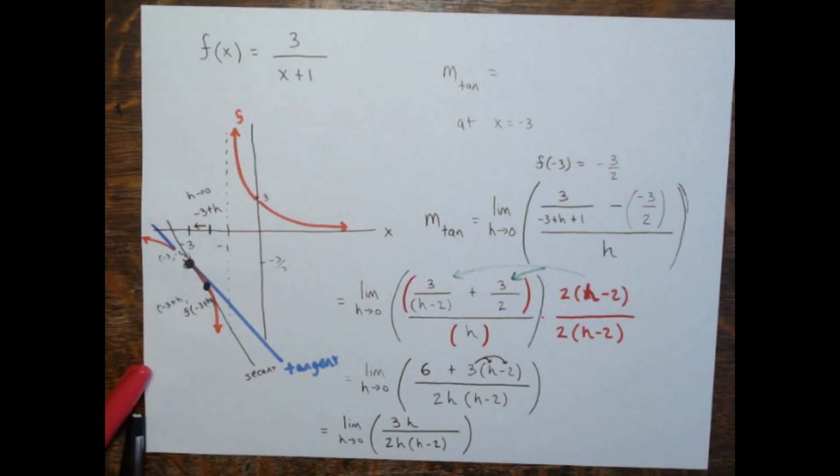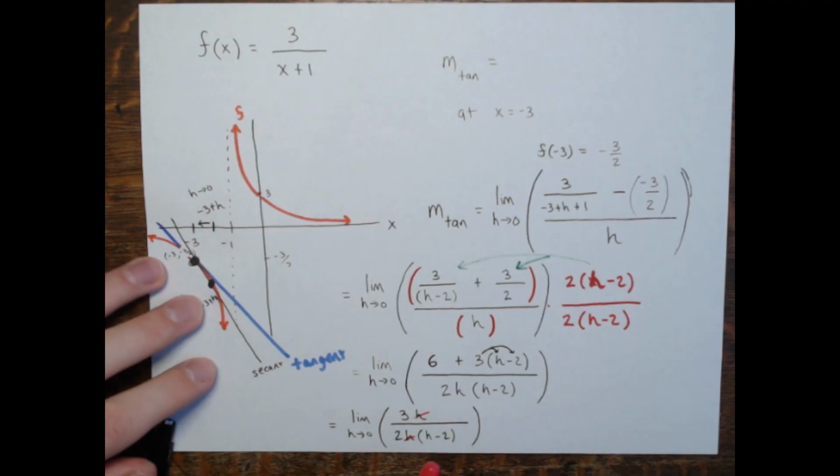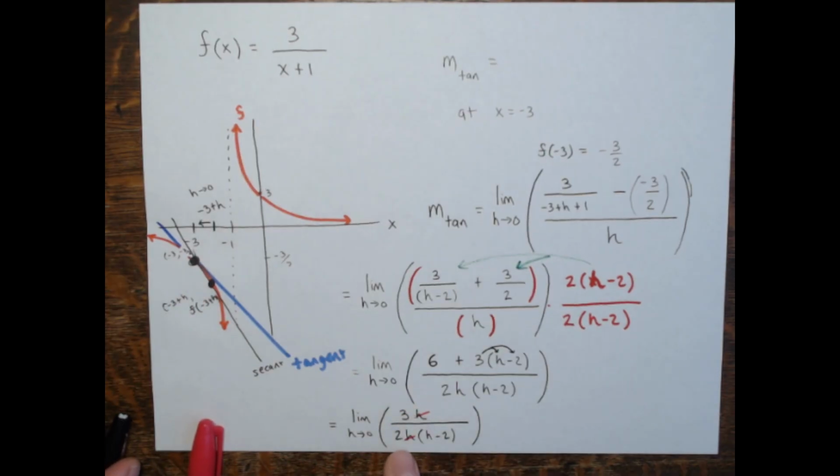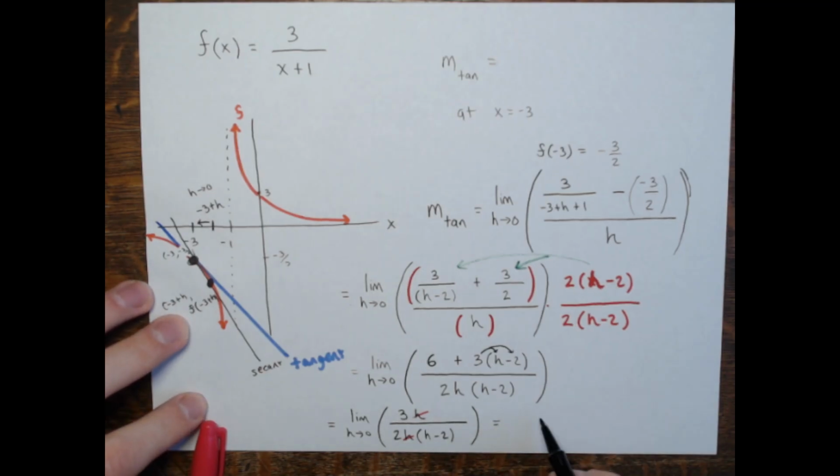And because h is not 0, these factors of h in the numerator and denominator can divide to be 1. And now I simply have 3 in the numerator and 2 times h minus 2 in the denominator. If I have h go to 0, that's 3 in the numerator, and then 2 times negative 2 in the denominator. So this is negative 3/4.